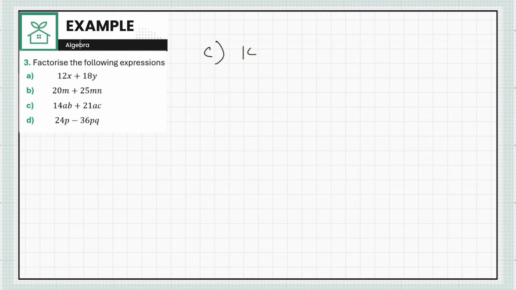Let's look at C. So we have 14ab plus 21ac. Again, we have this shared pronumeral, so we're going to put that at the end of our HCF. And the HCF for both of these is going to be equal to 7. And then we just put our a at the end, so 7a.